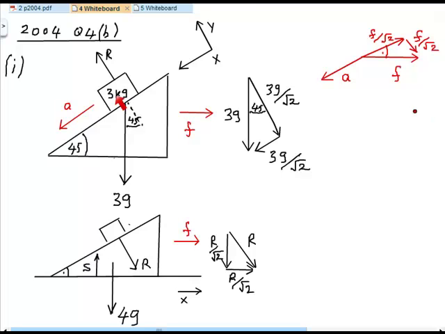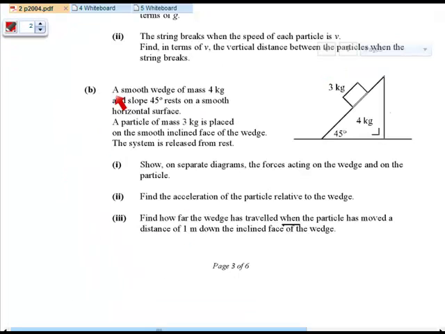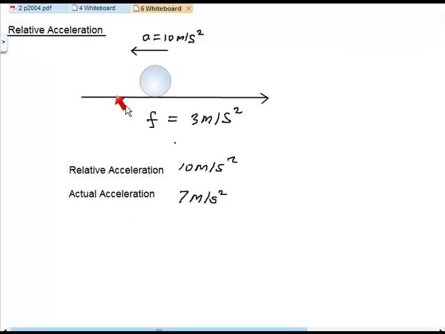Now we're on to part 2. If we look at part 2 of the question, what we're asked for is the relative acceleration of the particle relative to the wedge. Just to remind ourselves what relative acceleration actually is, I have a simple example done out here.